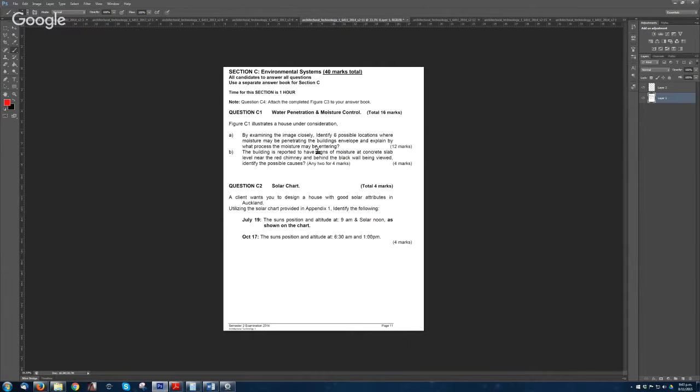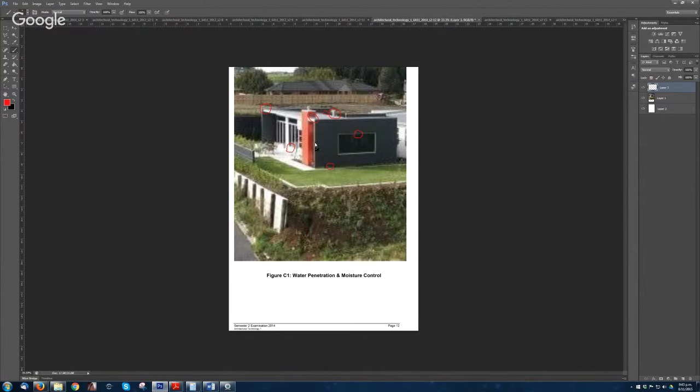The building is reported to have signs of moisture at the concrete slab near the red chimney and behind the black wall. Possible cause, well, we talked about that already, that's the black wall. Usually the moisture on the other side will be because the cladding would have absorbed the moisture from the ground. And usually it's the same for the chimney.